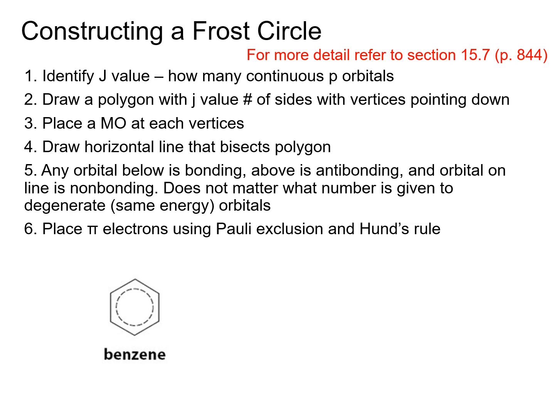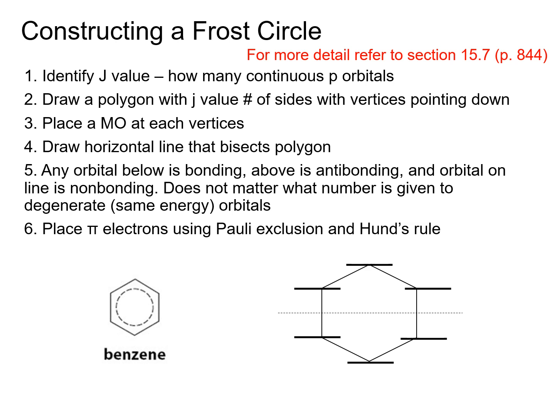So for benzene, we know that there are 6 sp2 carbons, so 6 continuous p orbitals, so I'm going to start with a hexagon. Notice here my vertex is pointing down, not on its side. Then I'm going to add a molecular orbital at each vertex. So I have 1 here, 2 here at the same level, 2 here at the same level, and then 1 up top. I then am going to draw a horizontal line that bisects the polygon in half.